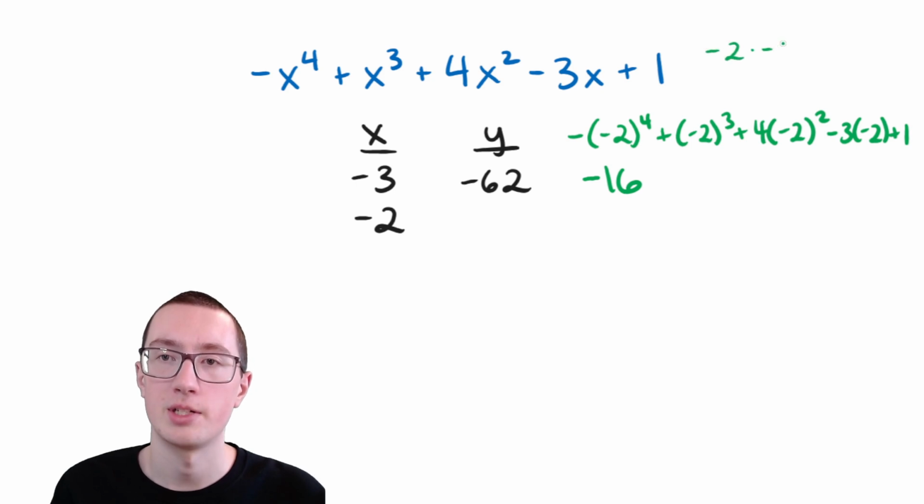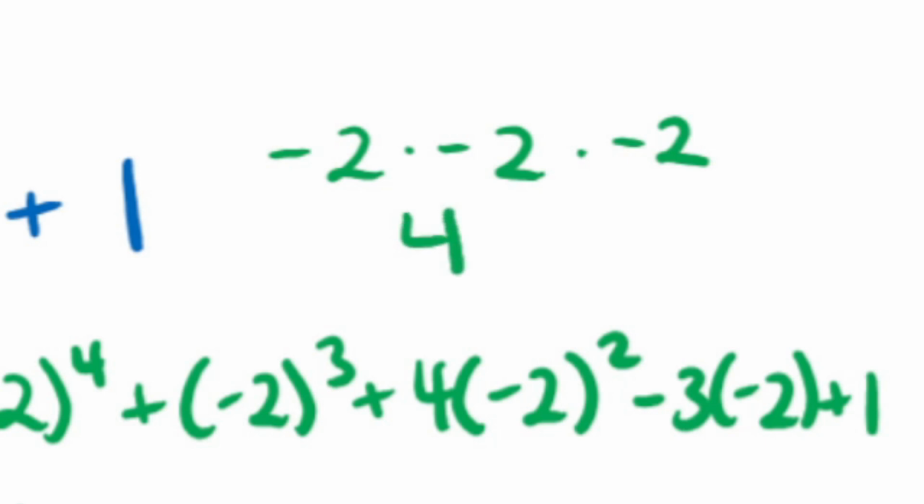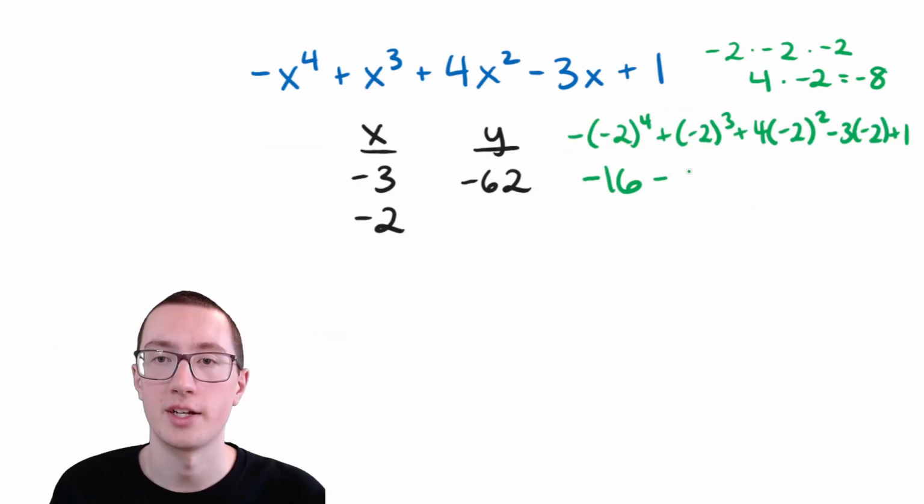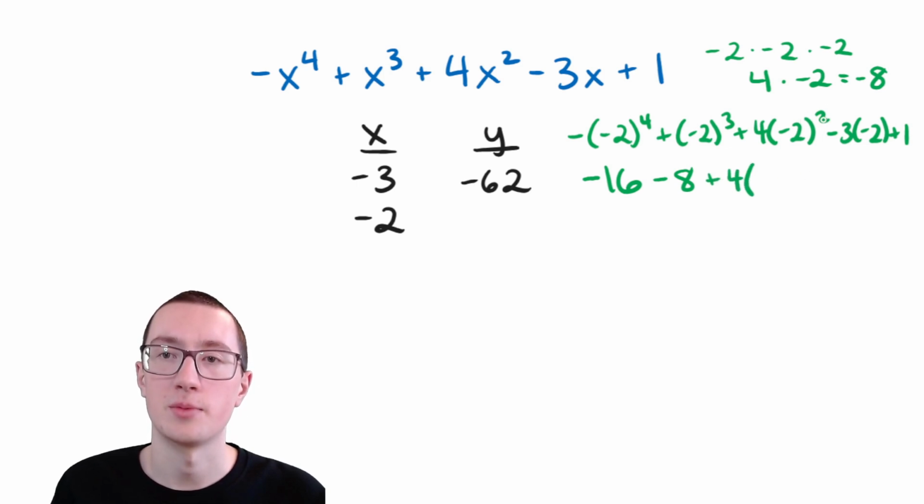Then we have plus negative 2 to the third. That's negative 2 times negative 2 times negative 2. Negative 2 times negative 2 is positive 4 times negative 2. 4 times 2 is 8. And we have a minus sign, so the minus sign stays. So we have plus negative 8, which is just minus 8. Then we have plus 4 times negative 2 times negative 2, which is positive 4.